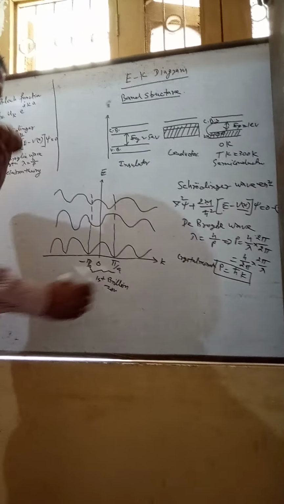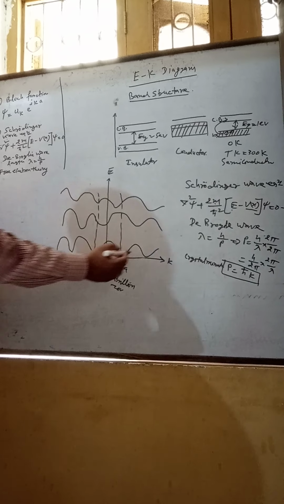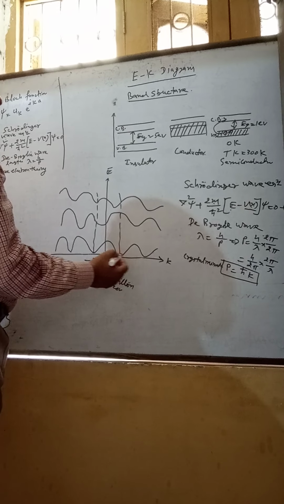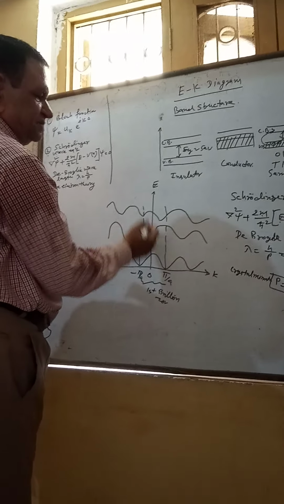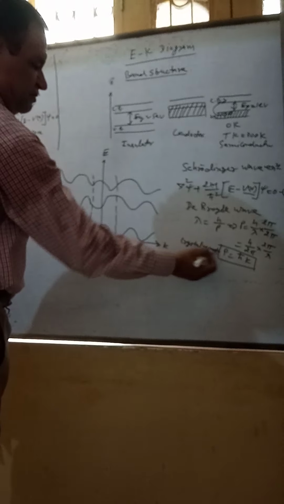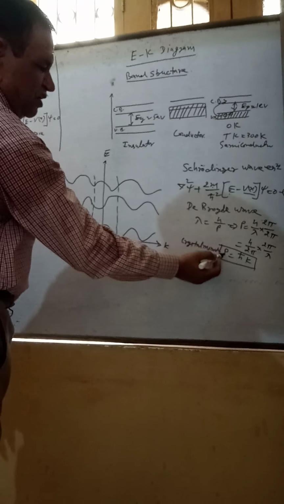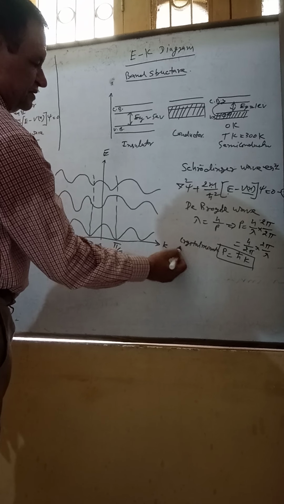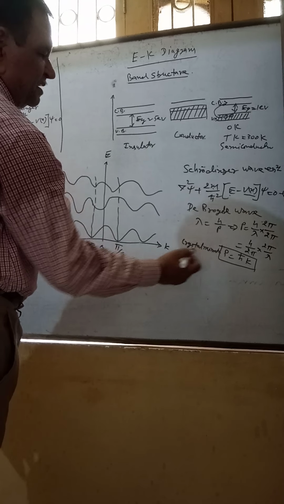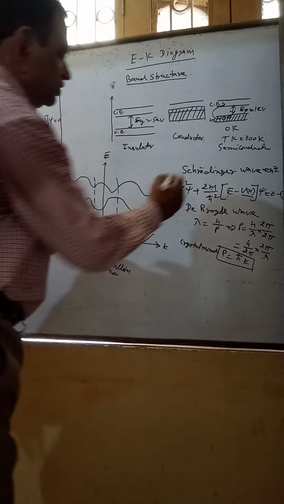So sometimes we call it energy versus k or energy versus p, the crystal momentum graph, because here k is related with the crystal momentum. This is the crystalline structure. Now we apply the Bloch theorem.